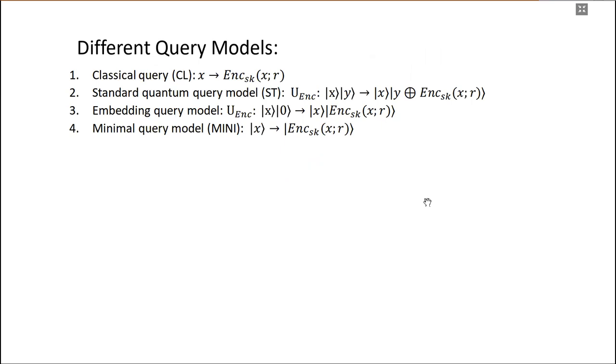As you saw in the previous slides, the queries to the encryption oracle can be implemented in different ways. So it can be a classical query, the classical input of X, and then the adversary gets back the encryption of this message. Or it can be implemented as a standard query model or minimal query model. And also it can be implemented as an embedding query model in which the output register is always zero. So the difference between the embedding query model and the standard query model is that here the output register is zero in the embedding query model. But in the standard query model, the output register can be chosen by the adversary. So this Y can be chosen by the adversary.